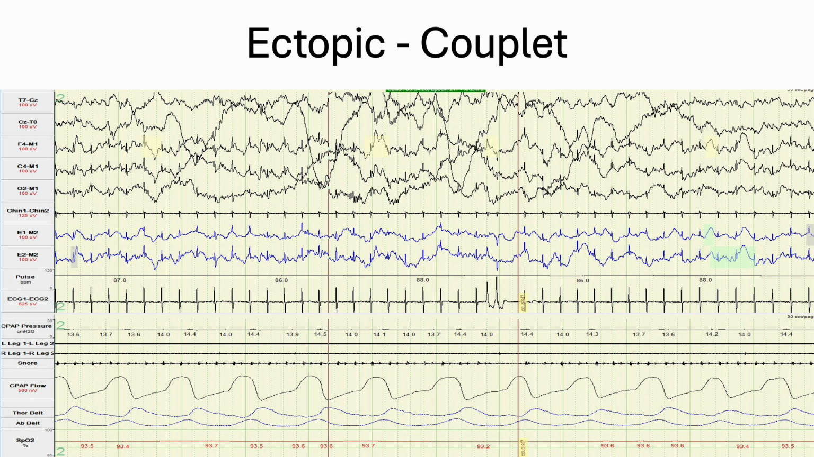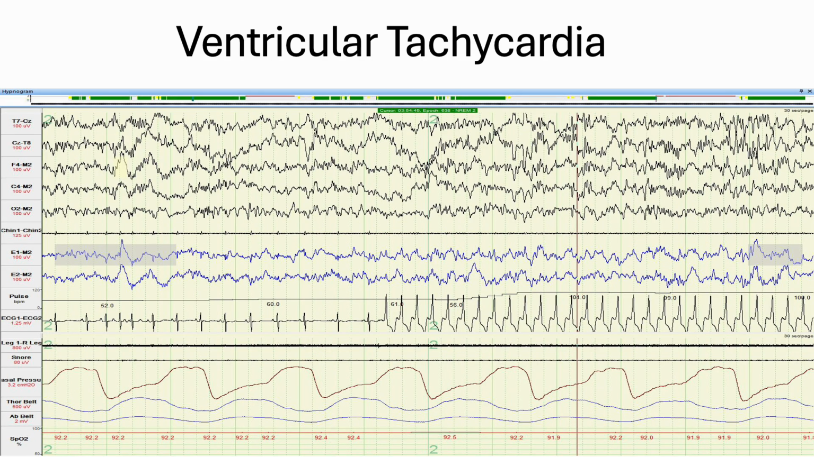I don't have any slides of those, but there are also bigeminy, which is a normal beat followed by a PVC, then a normal beat, and then a PVC, that kind of rhythm. Also, there's trigeminy, which are 2 normal beats, then a PVC, 2 normal beats, then a PVC. If not scored, these different heartbeats should be documented as they occur in the study.